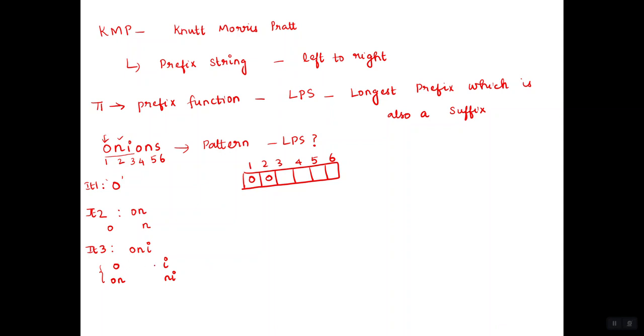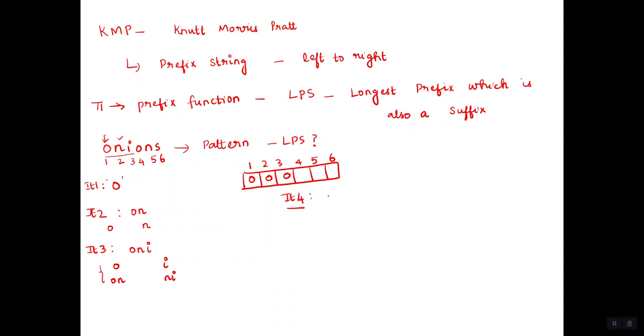So first and last, first 2 and last 2. See whether any same characters or same set of substring is appearing. So O is different, I is different, ON is different, NI is different. Since I don't have anything in common, LPS of the third iteration is also equal to 0. So now I move on to the fourth iteration.